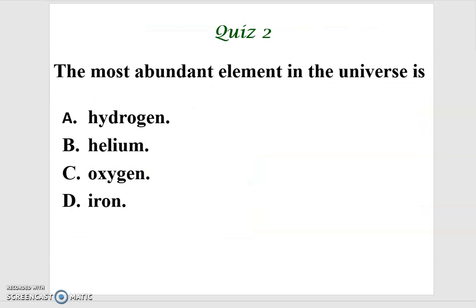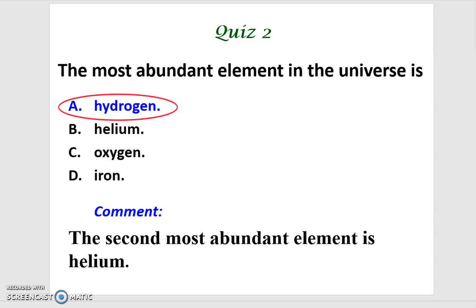So now let's have another conceptual quiz. This one I will give you the answer directly. We know that some elements were created when the universe was formed. So which element is most abundant in the universe?